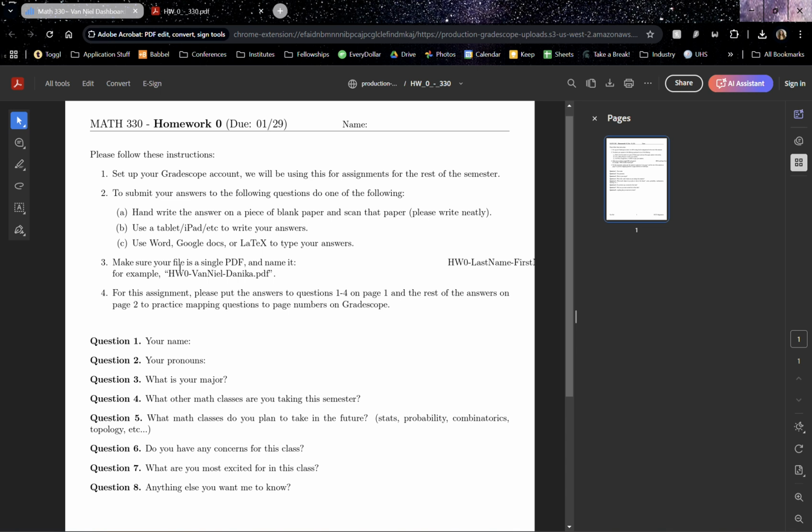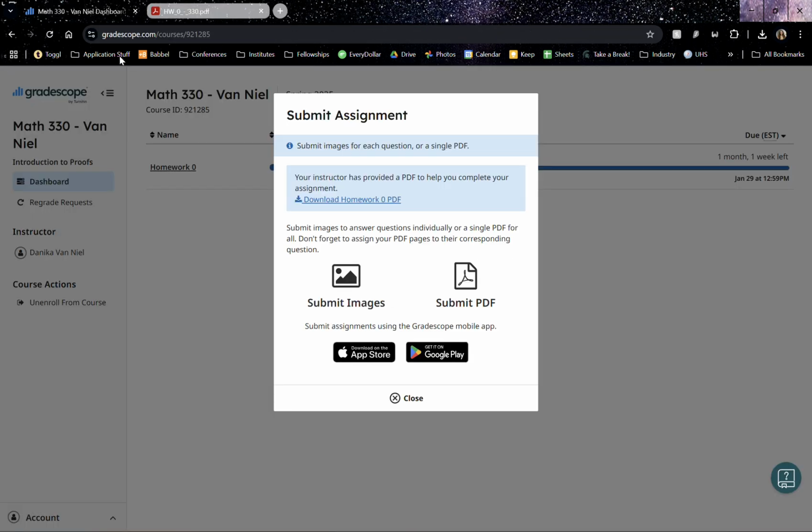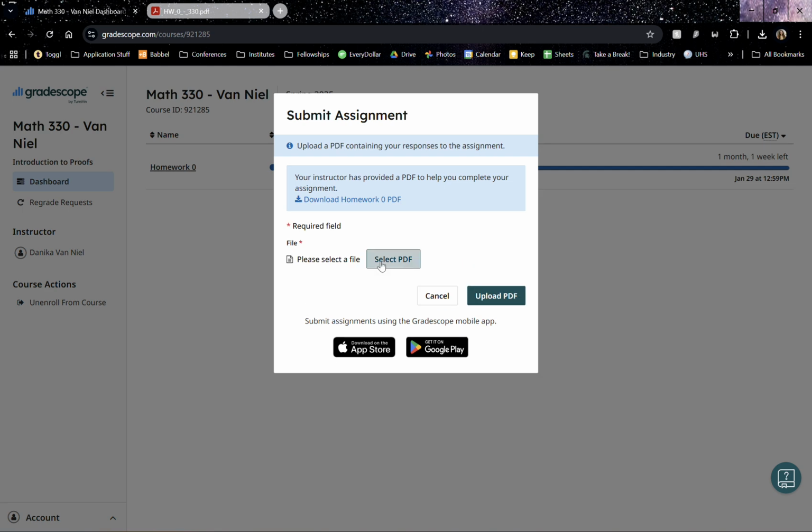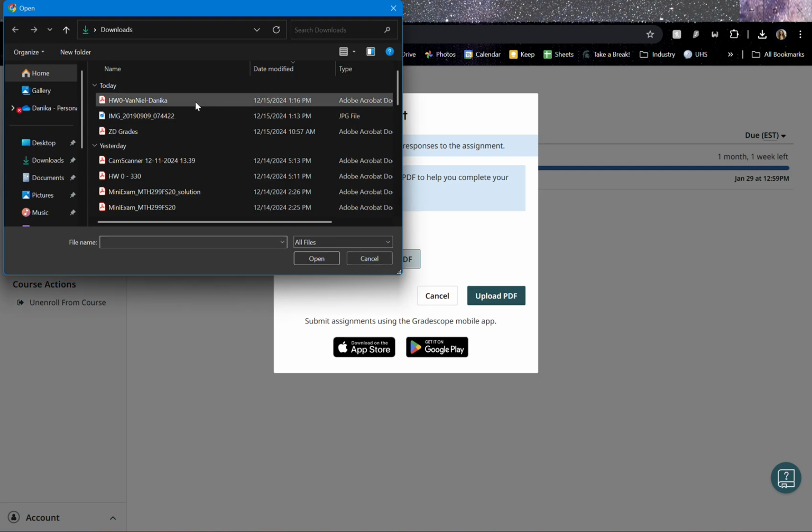I say to put the answers to questions 1 through 4 on page 1, and the rest of the answers on page 2, to practice mapping questions to page numbers on Gradescope. Okay, so we'll do that together. I'd like you to submit a PDF. Please do not submit images. Those are very hard to see.